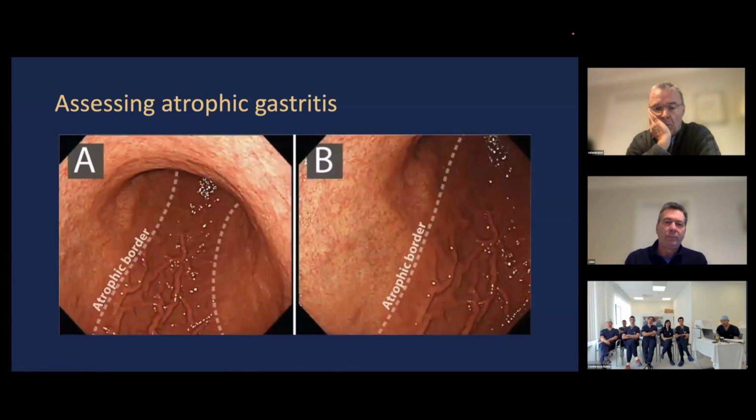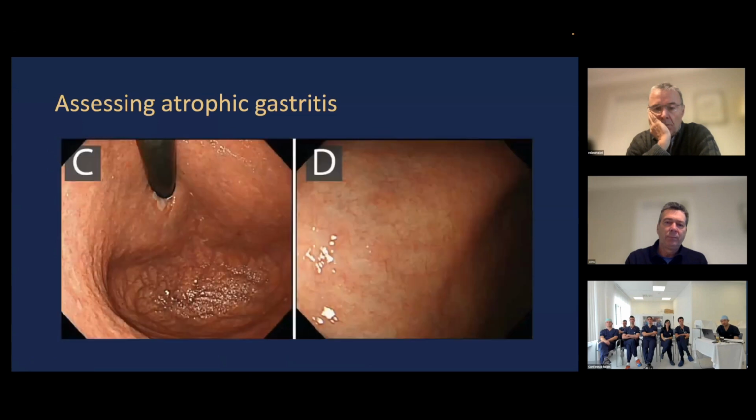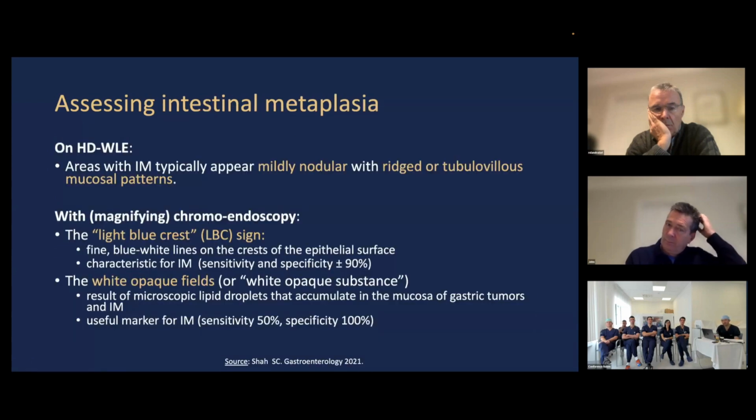So what does it look like? Well, here are some examples of the atrophic border. Here are some examples of what we've seen already today. We don't need to label these. I mean, this looks like a colon. I think this is a good way to describe it. There can be nodular, can be ridged, can have villus patterns. We saw yesterday a polyp in intestinal metaplasia.